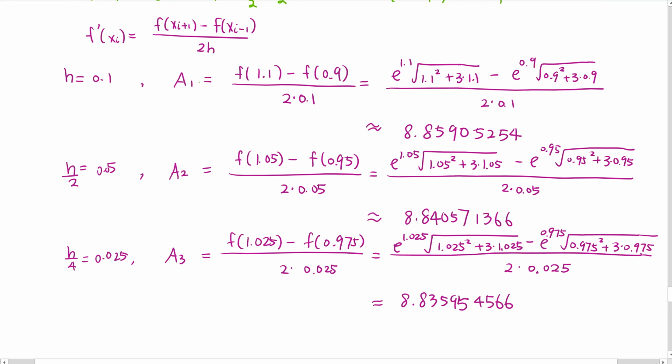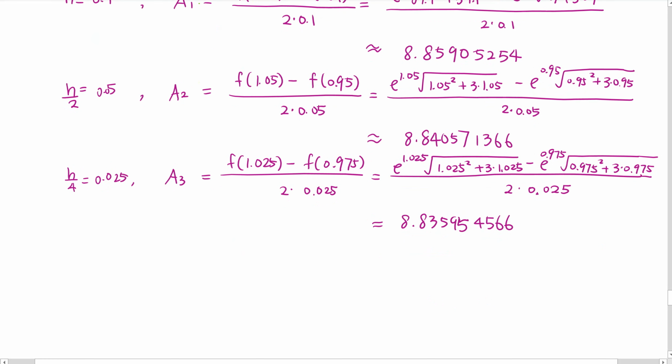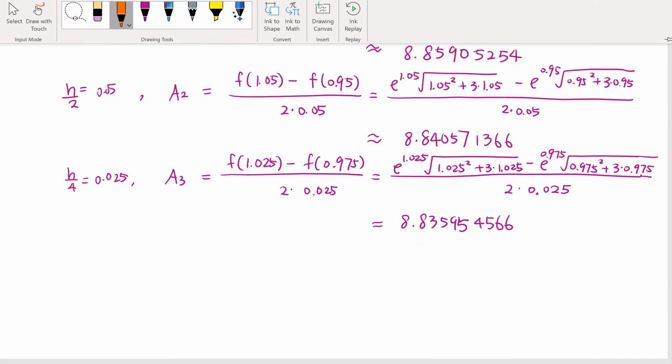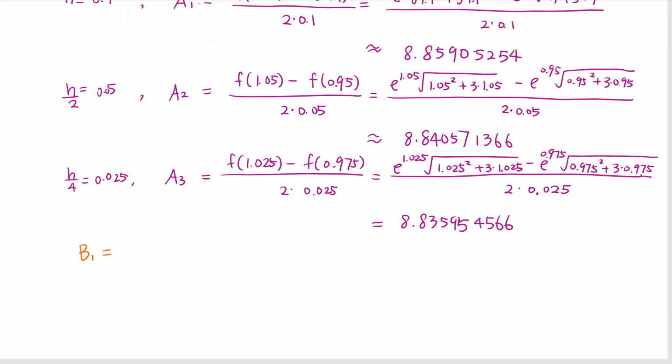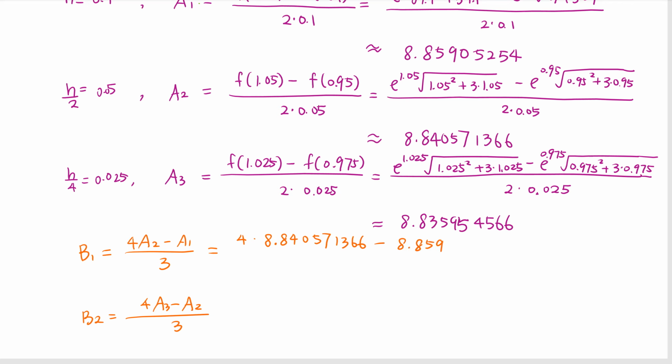Okay, and then next let's find the B. So what is B1? B1 is 4a2 minus a1 over 3. B2 is 4a3 minus a2 over 3. Okay, let's calculate. For a2 it is 8.840571366. A1 is 8.859055254. And then all over 3.